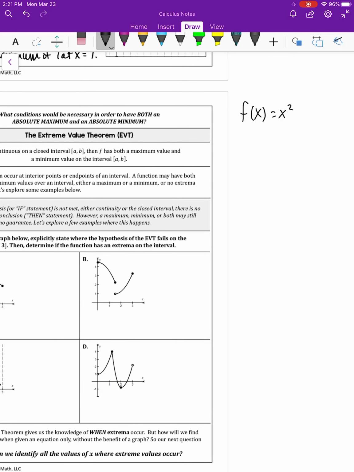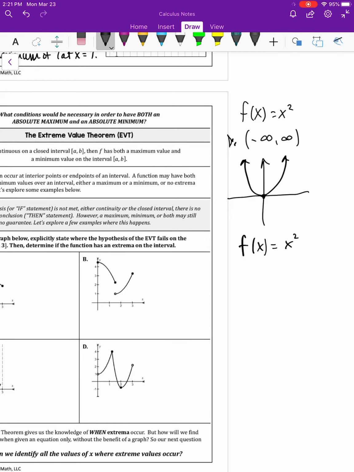So for instance, if I said f of x equals x squared, and I only looked at it on the domain from negative infinity to positive infinity, then it's not guaranteed to have a max and a min, because we know what that function looks like, and it only has a min. It's unbounded above, so it doesn't have a maximum. And it's not on a closed interval, so that makes sense.